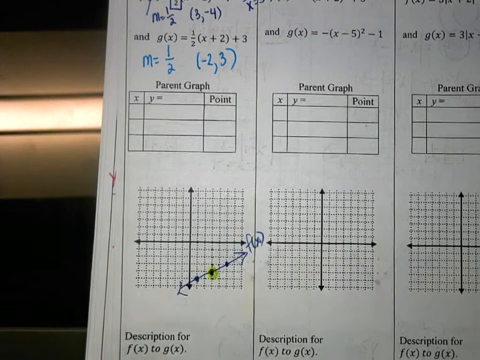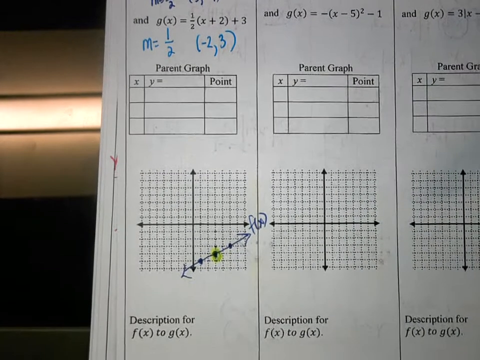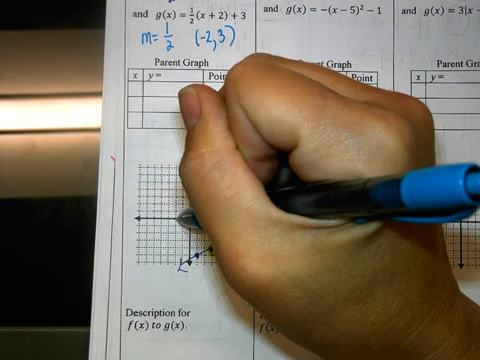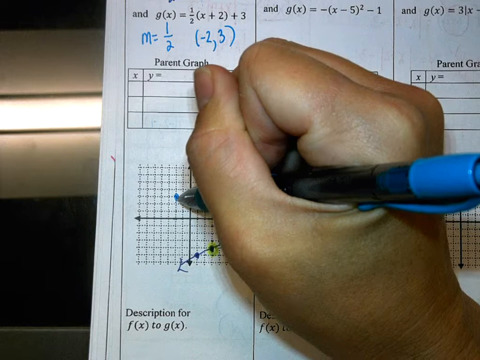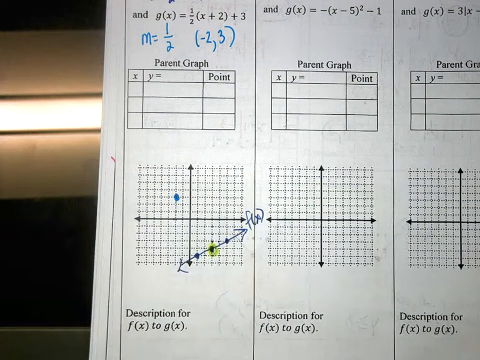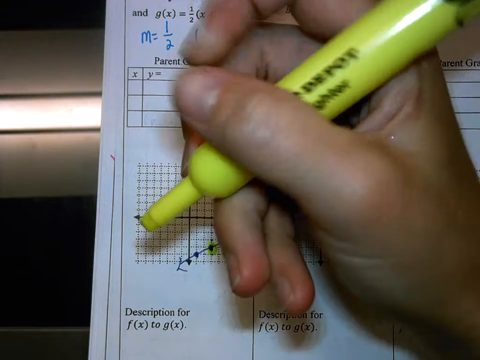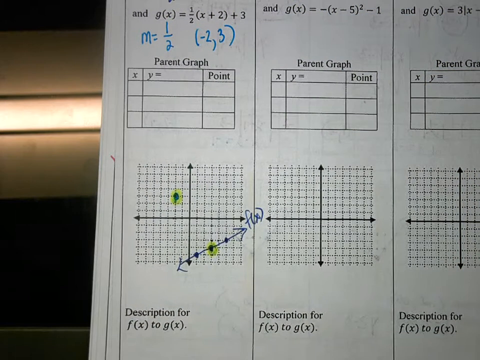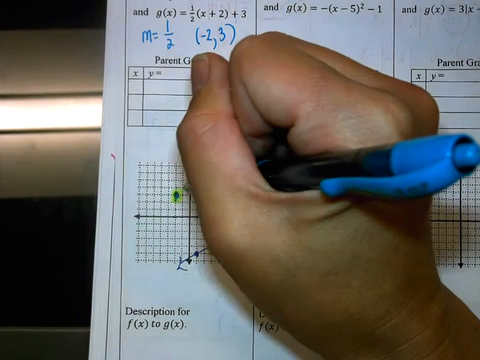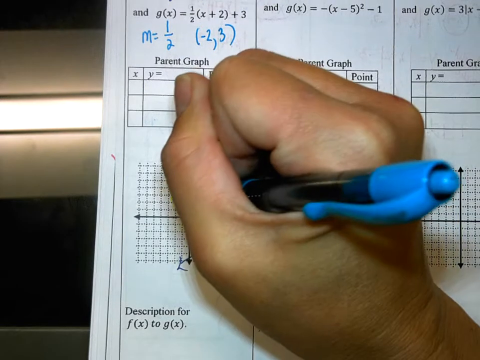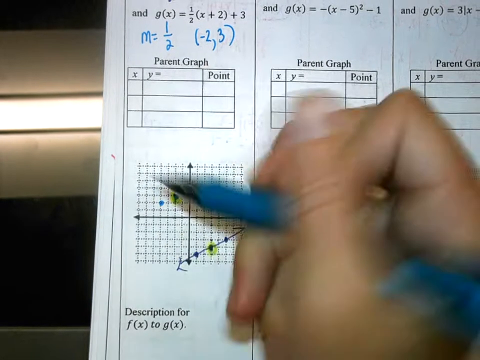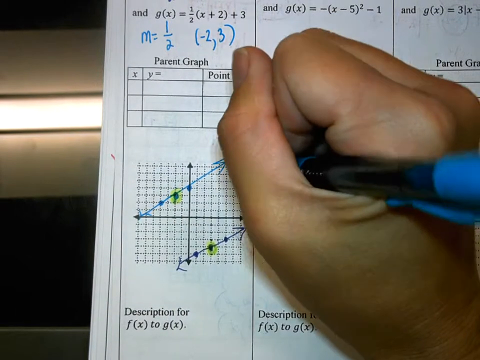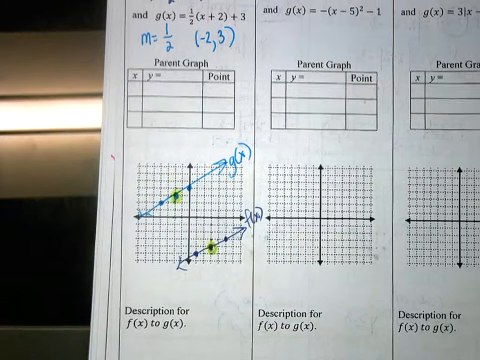So going to the graph, we're going to plot -2, 3. So we go left 2 and up 1, 2, 3. And I would highlight that. It's going to help me with my translation part. And then again, my slope is up 1, right 2, or down 1, left 2. And we draw our line and label that as g of x.